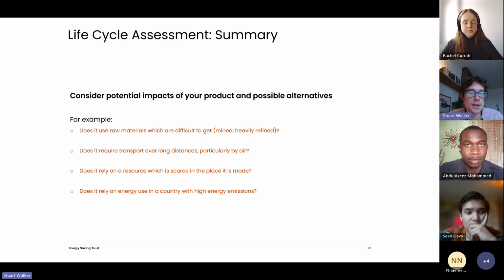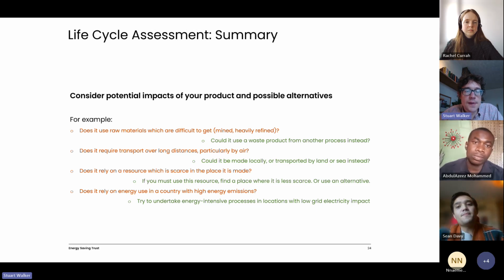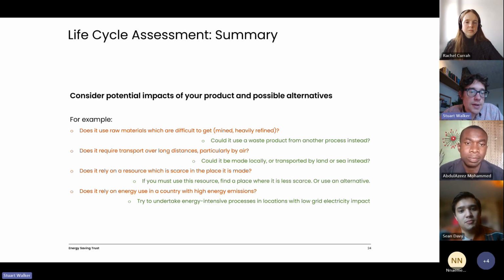If we're looking at manufacturing a product and we know that some of our raw materials have a very high impact, we can consider, could we use an alternative product? Could we find another source of that product, or an alternative product that we could use instead? So for example, a waste product from another process, or is there some other way that we could find a similar product?